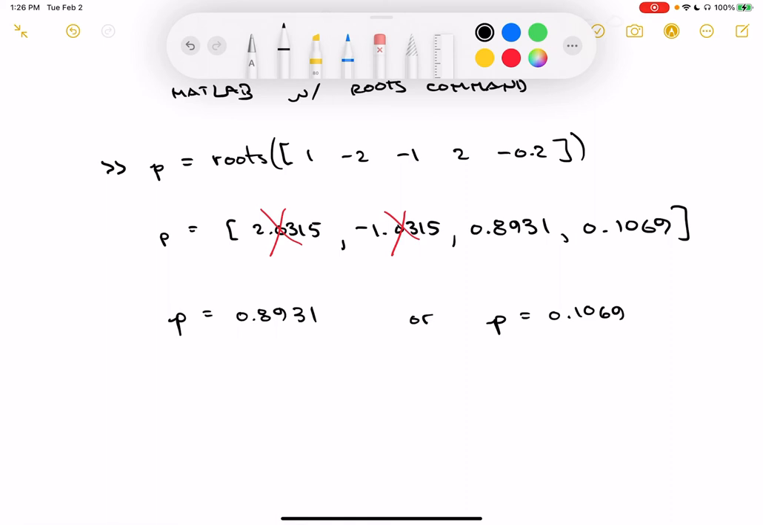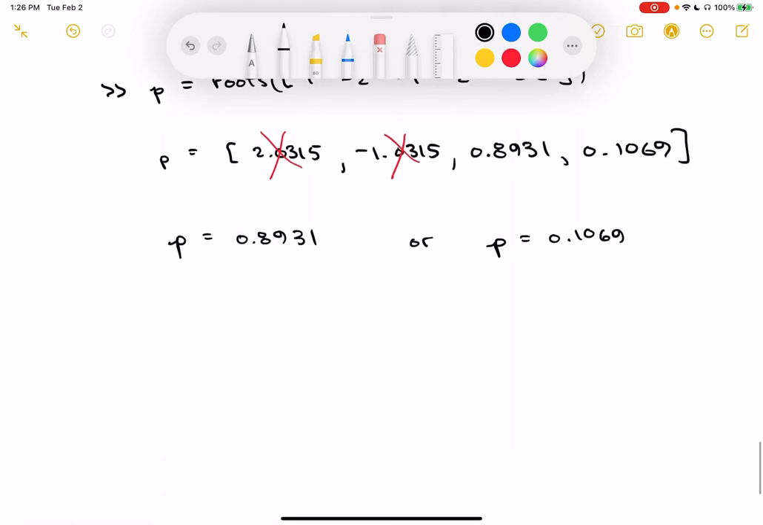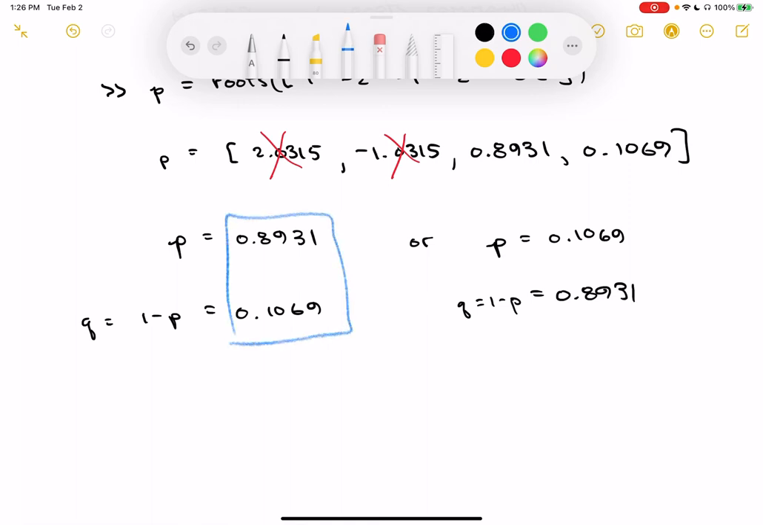and why these two choices are also themselves very understandable, especially one in terms of the other. Remember, p is just the closed probability of the first pair of switches. The next one, q, is equal to 1 minus p. And what is that in this first case? It's 0.1069. And the one in the other case is q equaling 1 minus p being 0.8931.